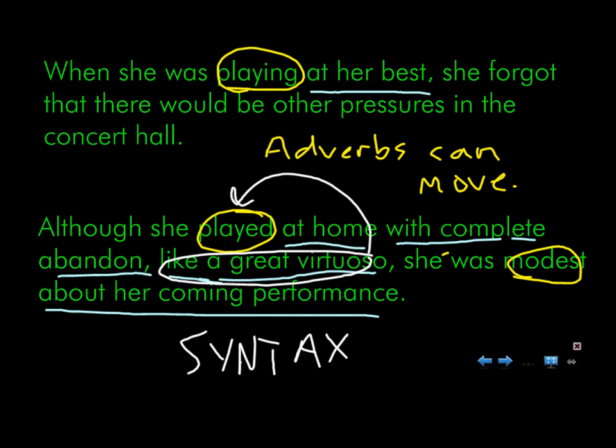So let's see. Although she played at home with complete abandon, like a great virtuoso, she was modest about her coming performance. Can somebody rearrange that? Rearrange one of those phrases. Yeah, Omar. Like a great virtuoso. Yep. She played at home with complete abandon. Good. Like a great virtuoso. Actually, I would take like a great virtuoso and place it after although. I think it makes a little bit more sense, but you've got the right idea, Omar. Although, like a great virtuoso, she played at home with complete abandon. She was modest about her coming performance.